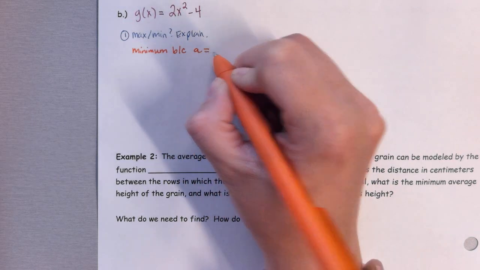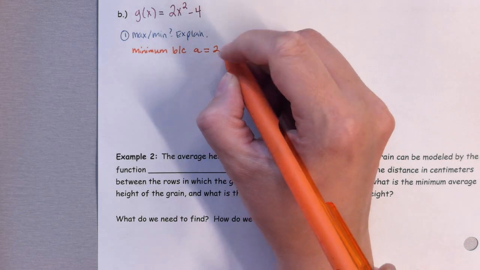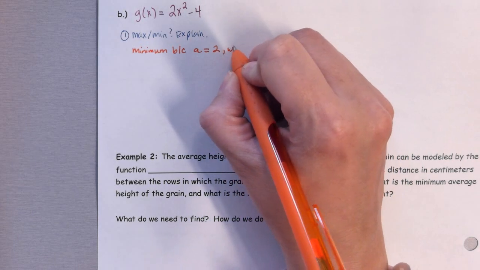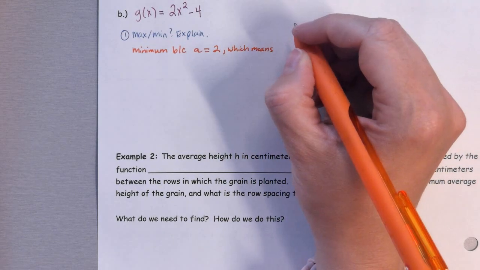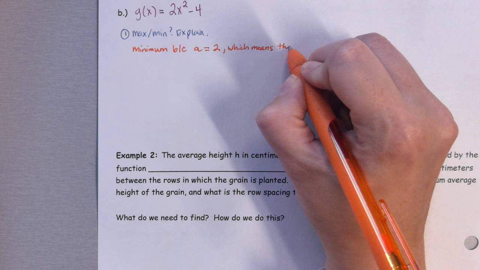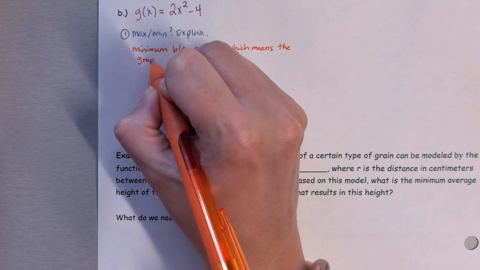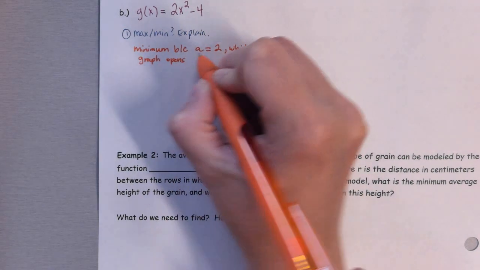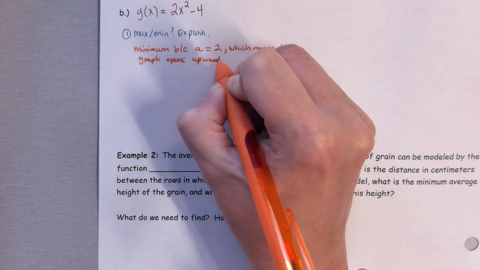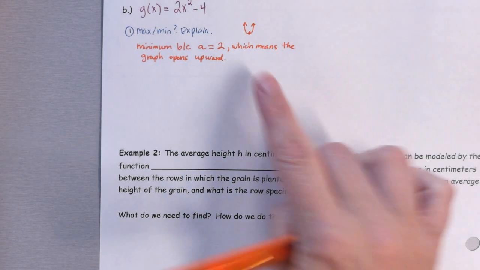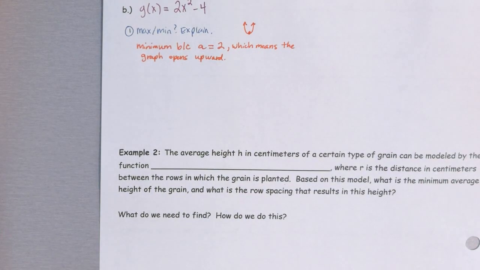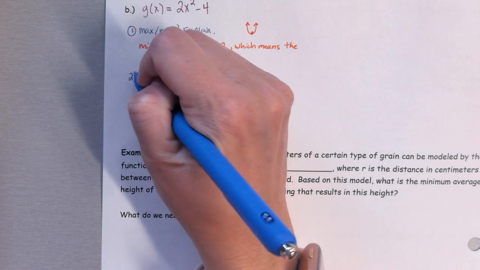Good. So A is positive, A equals 2, and that means the graph opens which way? Yep. Okay, so the graph opens upward. Sometimes I even draw a little picture so I can say, okay, if it opens up, I have my lowest point, right? That's when I have the minimum. Okay, great. And then step 2, I'm going to find my vertex.